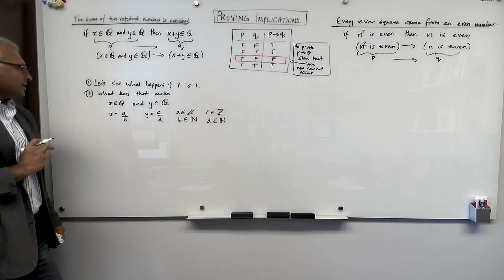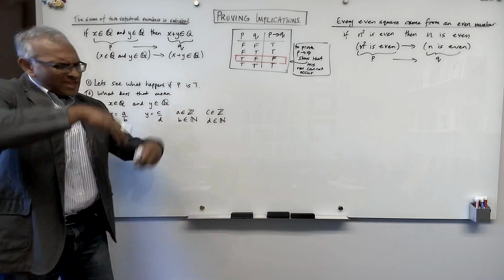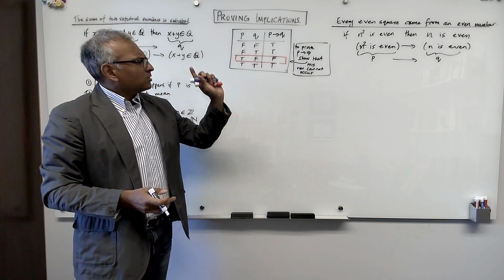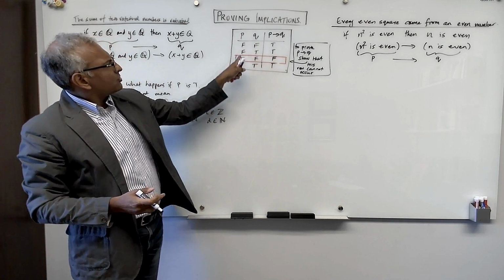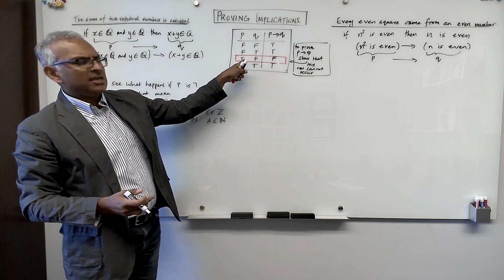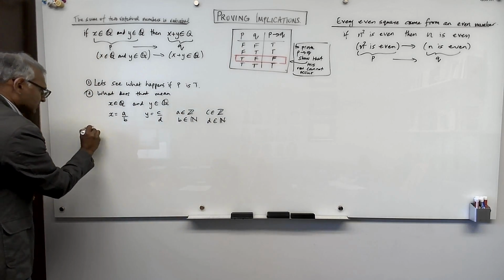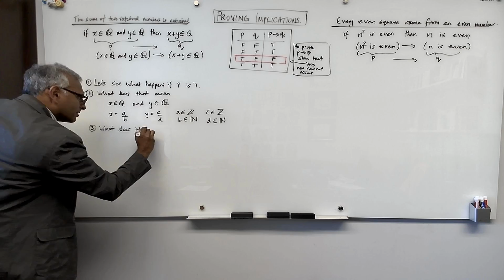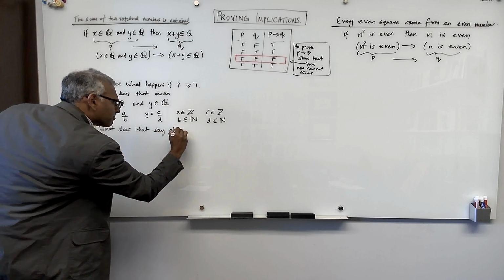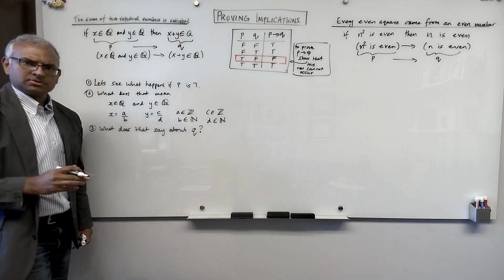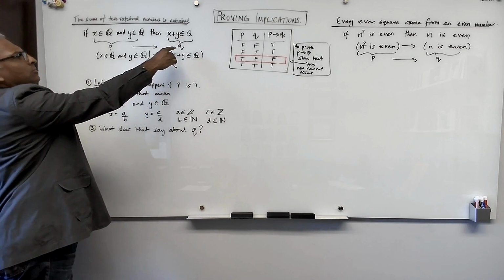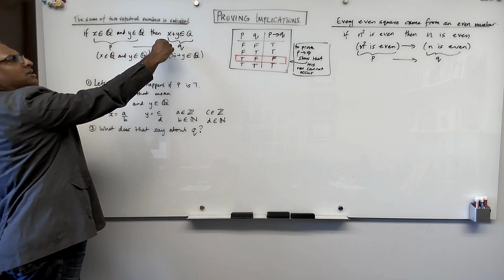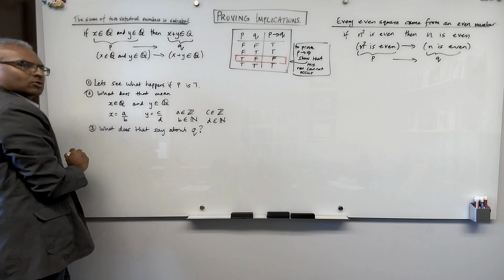Now, what does that say about Q? Why am I even worried about Q? Because I'm analyzing this row in which the implication is false, and in this row, we start off by being in a world where P is true, and then we ask, what does that say about Q? Well, Q is a proposition that involves x plus y. So we have to look at x plus y.